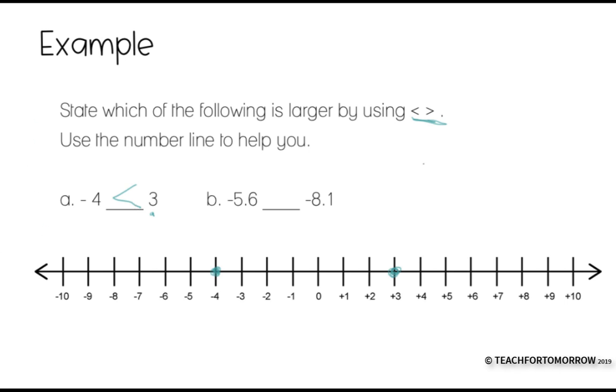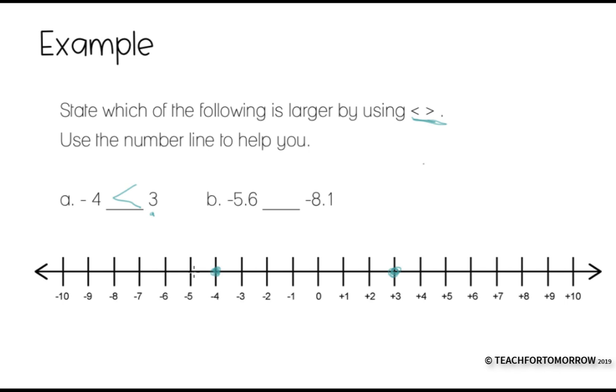Now, I want you to pause it and do the second one if you can, and then come back. Okay, so for our second one, it's a little bit more tricky because we've got decimals here, but that's okay. We can still work with that. We're going to do -5.6.